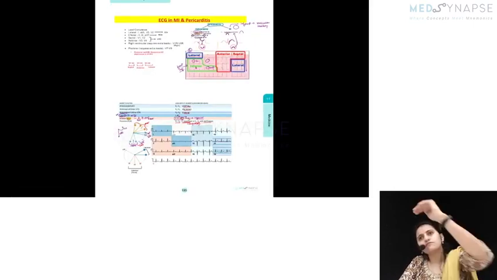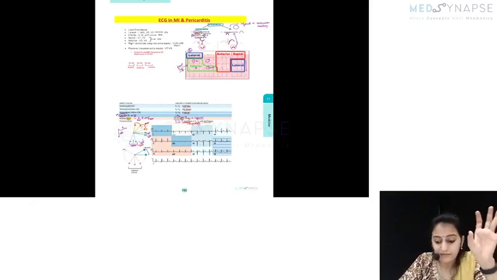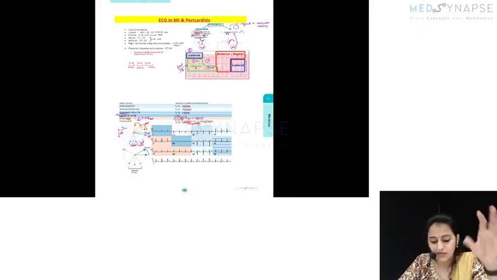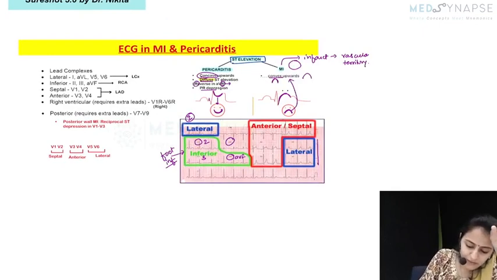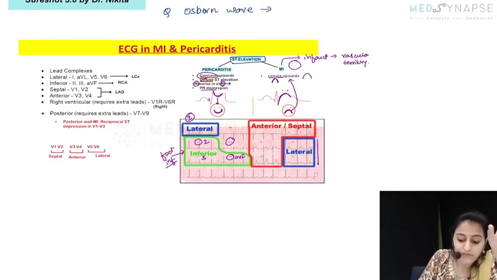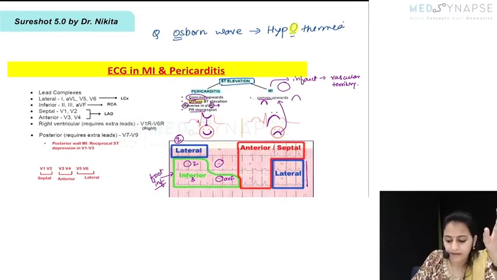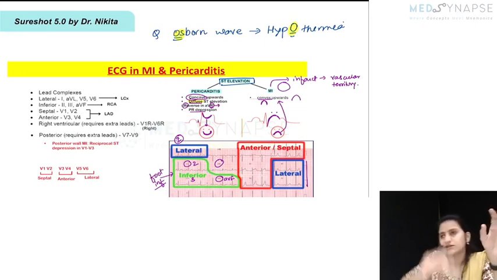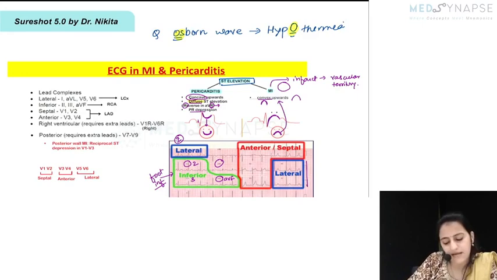Right, so that was the overview of ECG, where we have discussed the electrolyte abnormalities, the AV block, the arrhythmias, the MI and pericarditis. Remember a few waves. One wave is the Osborn wave. Osborn wave is seen in hypothermia. At the J point, where the QRS is ending, there would be a wave. Osborn wave is hypothermia.